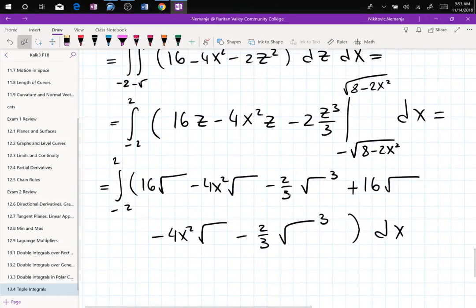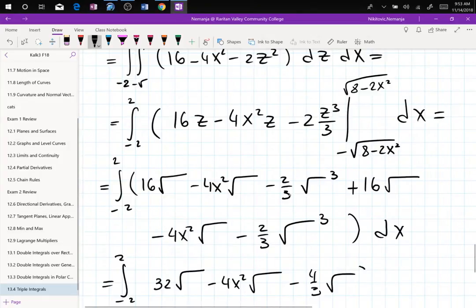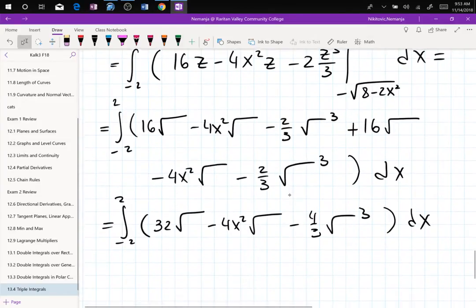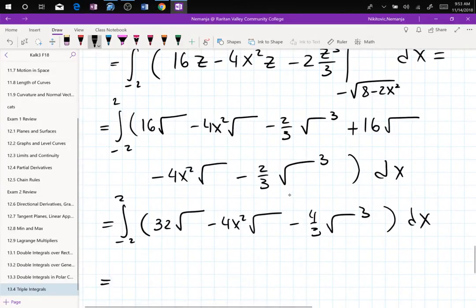Dx is just a lot of writing. So I have 32 square roots minus 4x squared square root minus 4/3 square root cubed, all of that dx. And now we have negative 2 to 2. Oh, by the way, these are the wrong coordinates to do this in. You can tell that, right? Yeah, because it's circular.